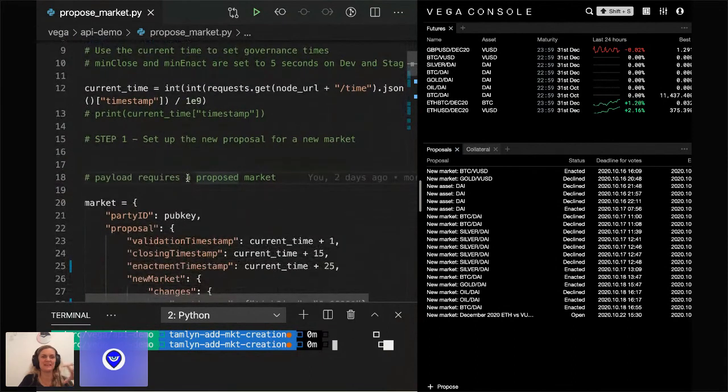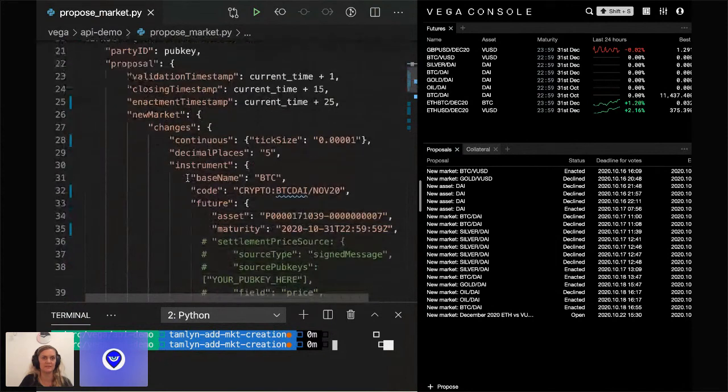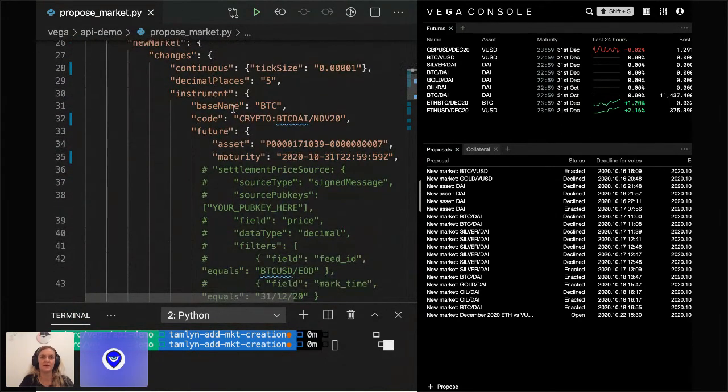And this is setting up that new governance proposal for the market. So you might recognize some of the fields here around the closing timestamp, the enactment timestamp. Just for now, you can ignore the validation timestamp. It's actually relevant when you're proposing a new asset on Vega, but you can just set it to something less than the closing timestamp.